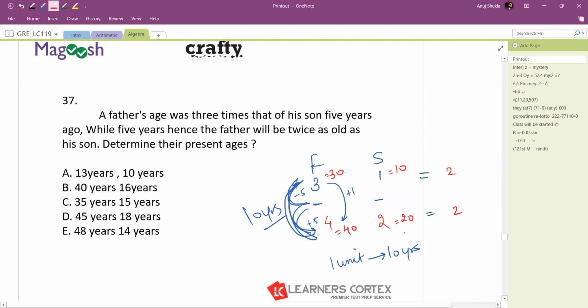Forget all other things. What they are asking is the present age. 40 years is the age 5 years afterwards. Father's age 5 years afterwards is 40. And son's age 5 years afterwards is 20. So the present age will be minus 5. So 40 minus 5 is 35, and 20 minus 5 is 15. You can go from here also. 30 is the age 5 years back, so the present age will be 35. 10 years, 5 years back, so the present age will be 15. This way also you can move. Clear? If you have any doubt, please let me know.